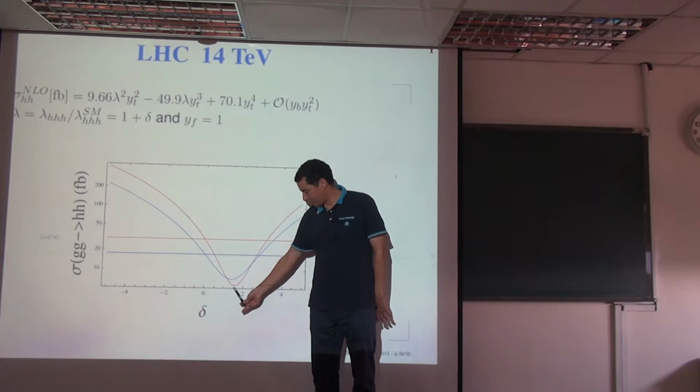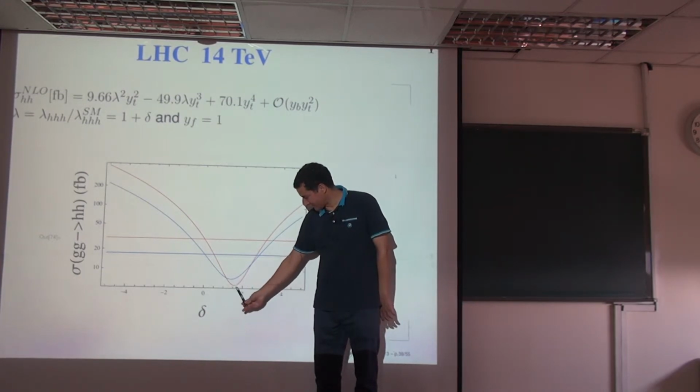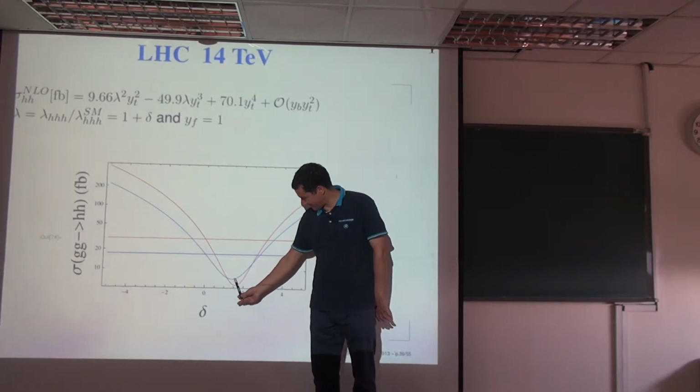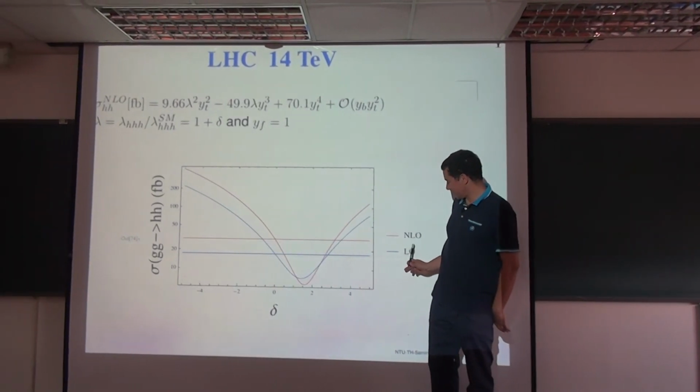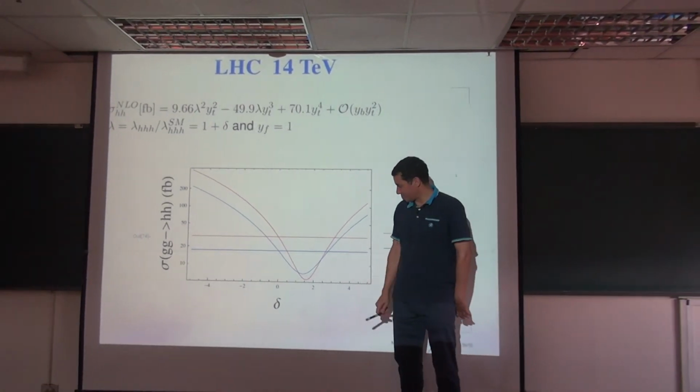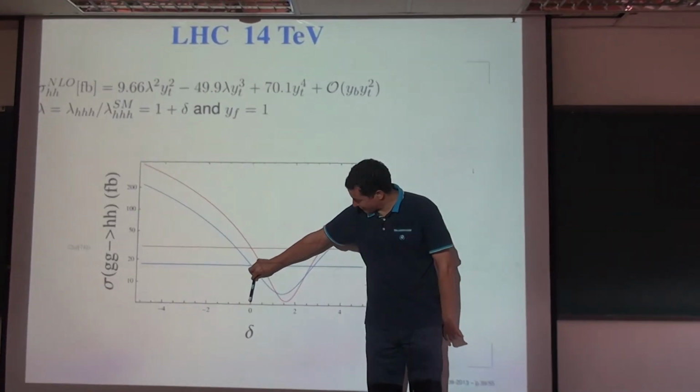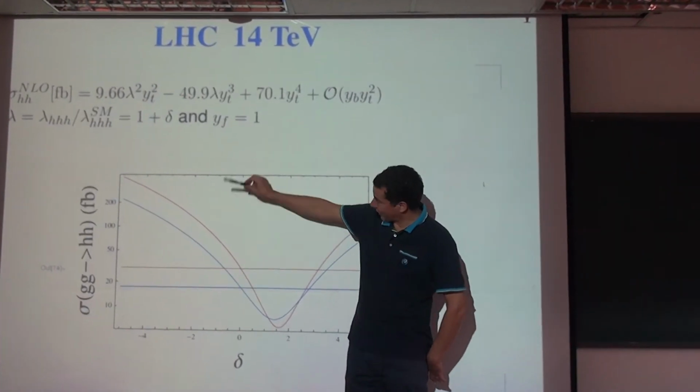So the minimum is around 1.5, I think, or somewhere here. It depends. If you look into this, the blue line is the leading order, and the red line is the next leading order. But you see, what is preferred is this correction to be negative.